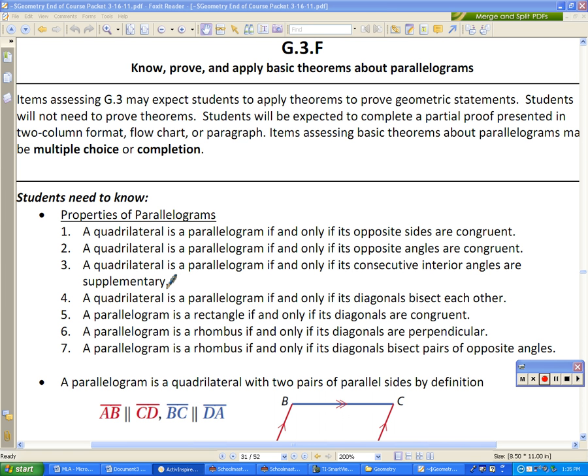Lots of things that are true. The diagonals bisect each other. Okay, and then you know it's a rectangle, which is a type of parallelogram, if the diagonals are congruent. So the only type of parallelogram that has congruent diagonals is a rectangle. It's a rhombus if the diagonals are perpendicular to each other.